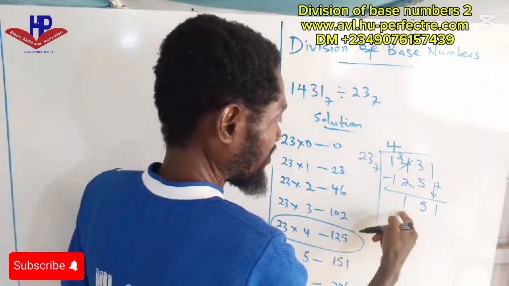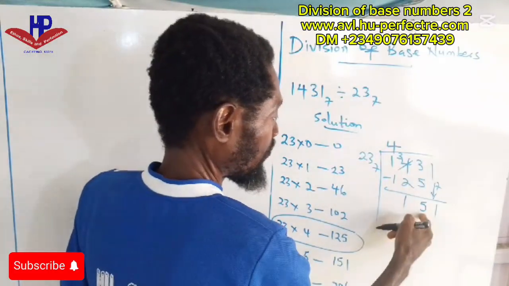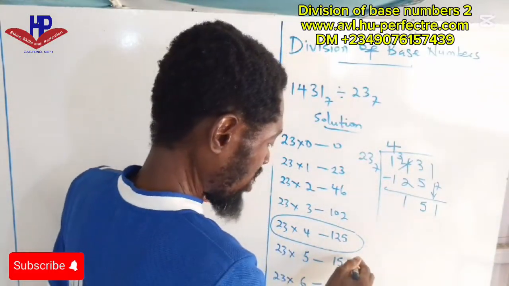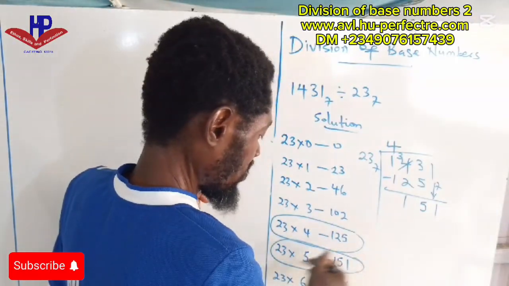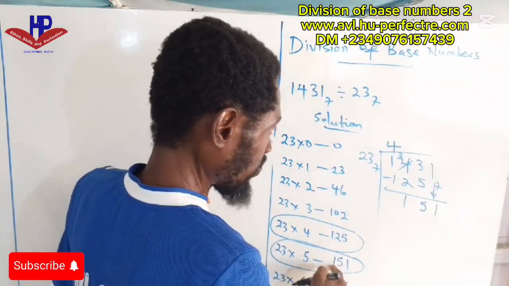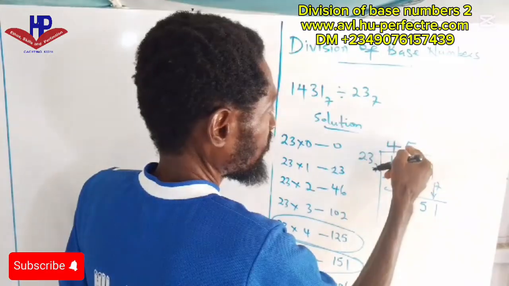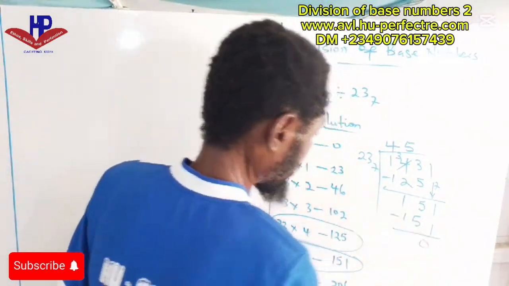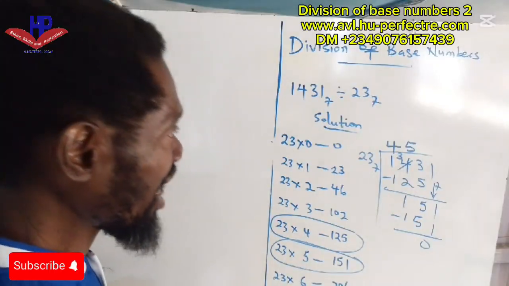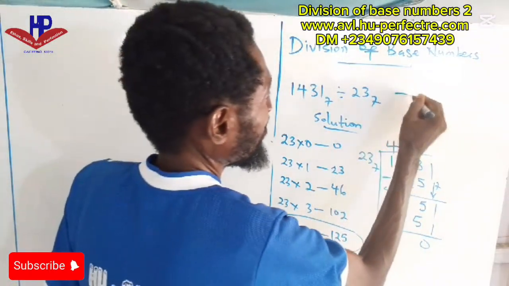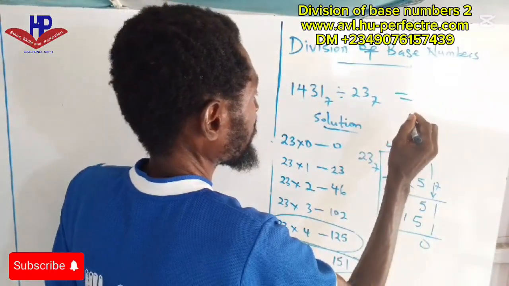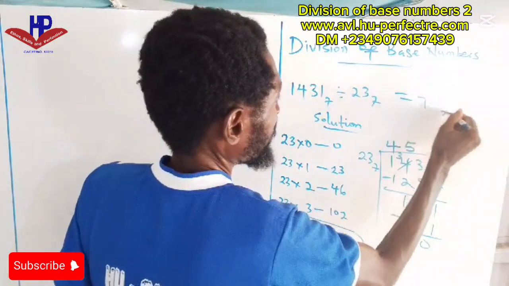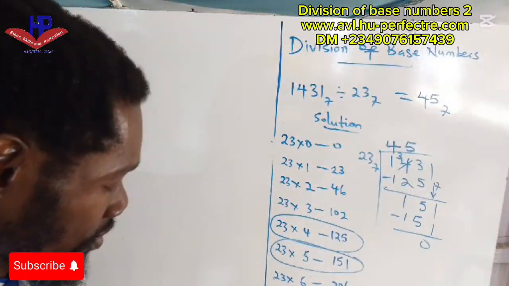23 cannot go into 1. 23 cannot go into 15. But it can go into 151. What number gives us 151? 23 times 5 gives us 151. So I'll write here 5. 5 times 23 will give us 151, and the answer will be 0 when you subtract. So our answer is 45. When you divide 1431 base 7 by 23 base 7, the answer will be 45 base 7. This is how you solve the problem.